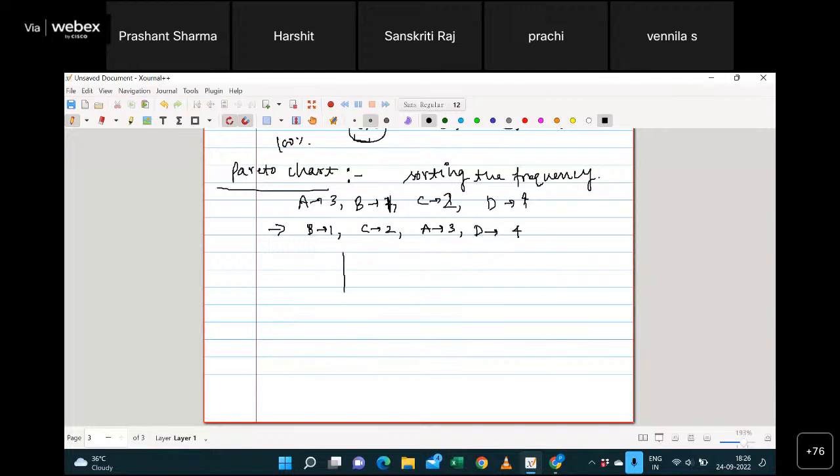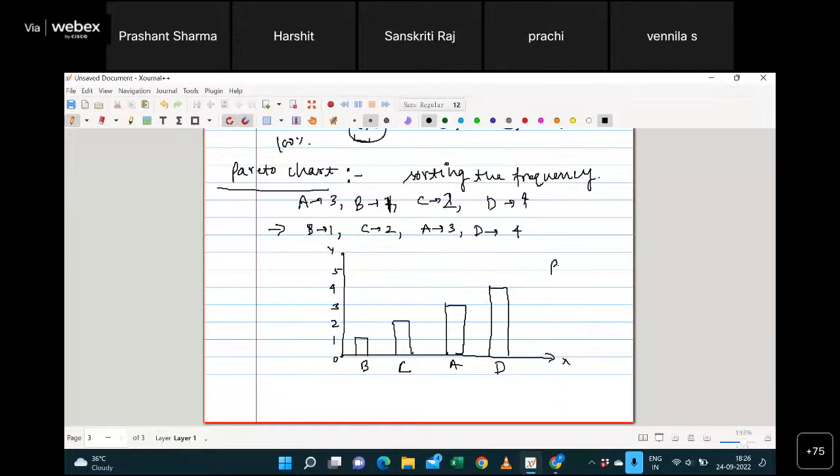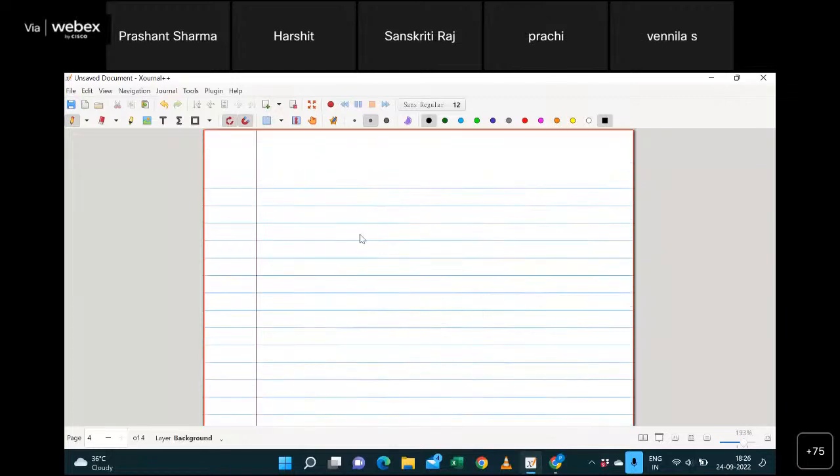And I will plot it. This is the x-axis, this is the y-axis, and this is B, this is C, this is A, this is D, with the scale 0, 1, 2, 3, 4, and 5. So B is 1, C is 2, A is 3, and D is 4. This is a Pareto chart. Here we have sorted the frequency. Similarly, we can do it in descending order, in reverse order as well.